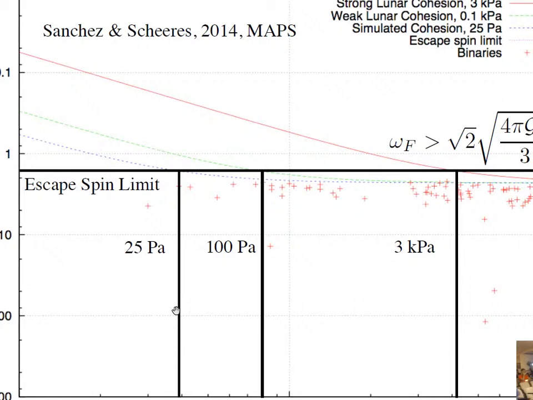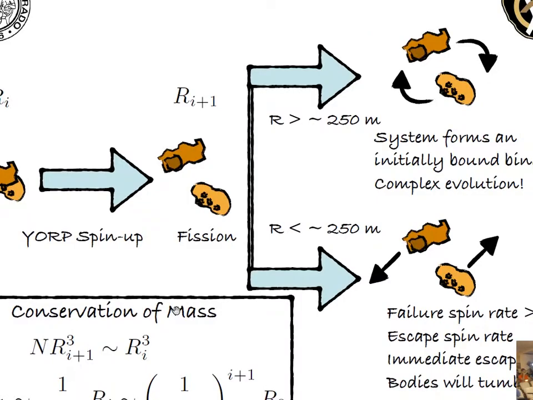So as you have cohesion, even at 25 pascals, once you get below a certain size, and here it's at about 300–400 meters in diameter, you see that when it does split, the bodies have to be spinning so fast that they should immediately escape from each other. And this actually gives us this additional pathway for what happens to rubble pile asteroids in the solar system.